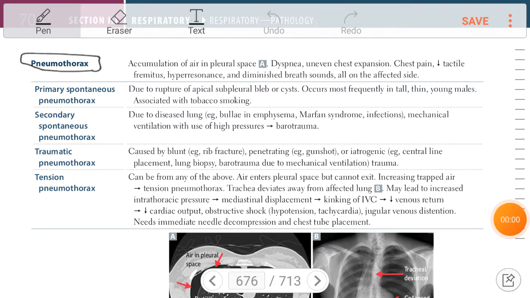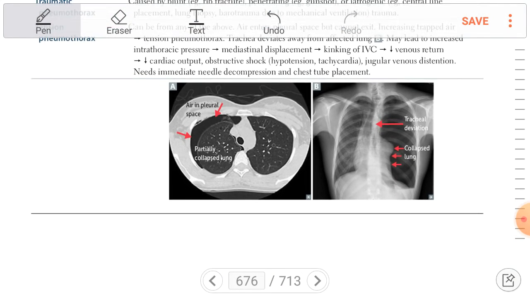About the pneumothorax. So in these photos we will speak about the pneumothorax. We have it on CT and we have it on X-ray. So on CT there is air in the pleural cavity and a partially collapsed lung. But on chest X-ray we have compression by pneumothorax.